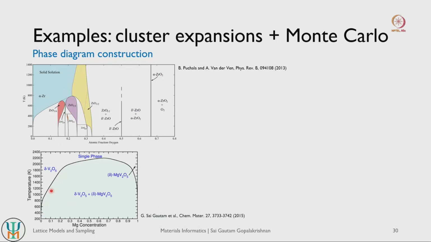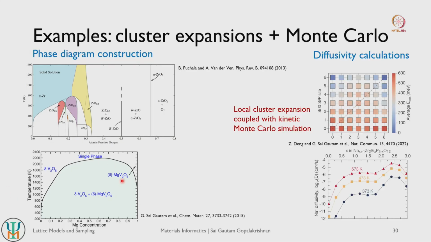This is one of my older works, where we looked at the phase behavior as magnesium intercalates into a battery electrode. The electrode composition is V2O5 here. So as magnesium intercalates, what kind of phase diagram can you actually expect from this system? So these are all phase diagram constructions.